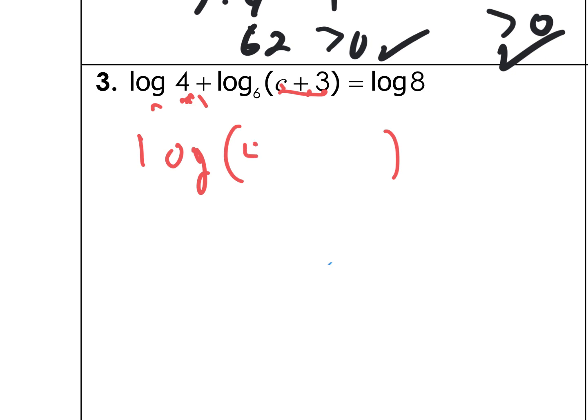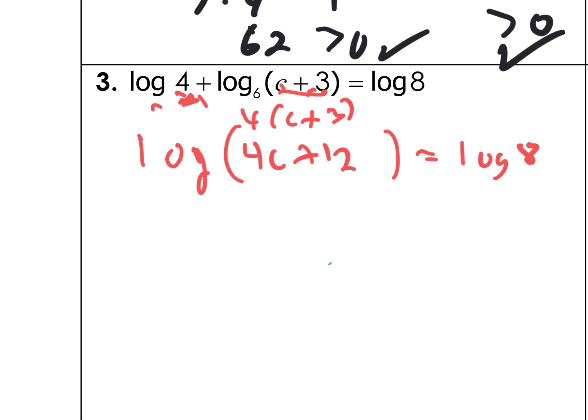4 times c is 4c. 4 times 3 is 12. Because I multiplied it in, I took a 4 times a c plus 3. That turned into this. Equals to the log base. Not log base, still log base 10.